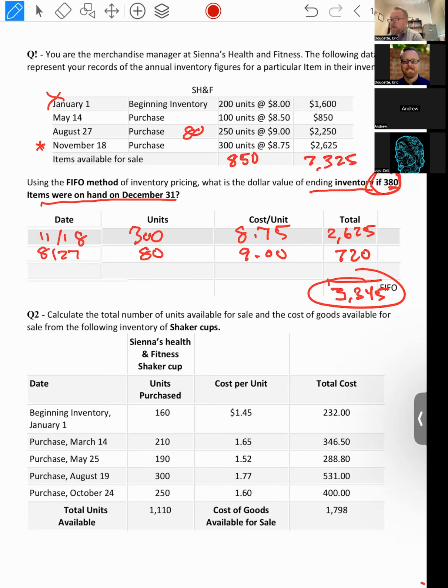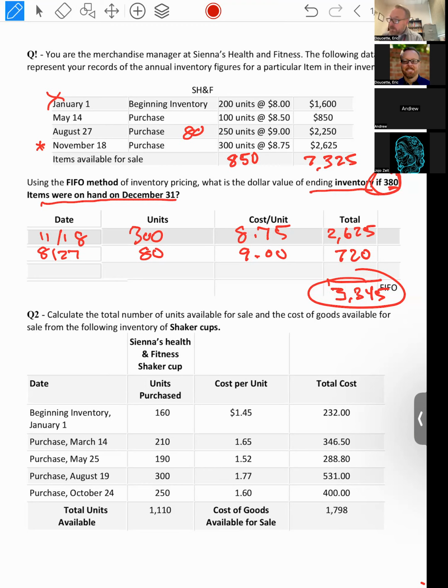All right. Next question. Calculate the total number of units available for sale and the cost of goods available for sale from the following inventory of shaker cups. So it's asking me to, oh, I already put the answers in there. It was supposed to give you the answers, but anyway. All right.